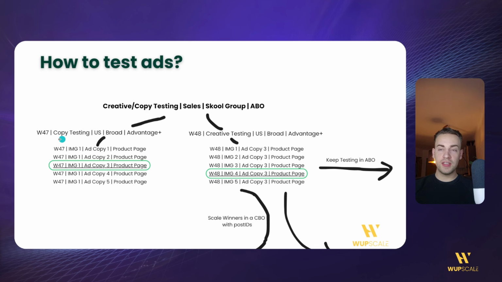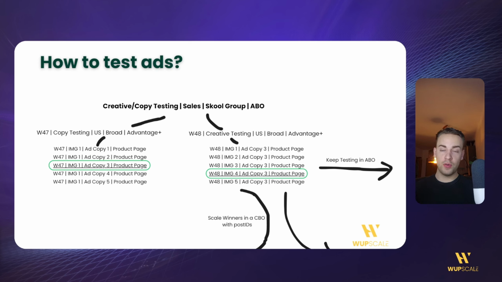And then you will see inside the copy testing, I had 5 ads, all of them with the same image, all of them with the same landing page, but the only difference was a copy test. So because it was a copy test, I used 5 different ad copies. And since ad copy is the only difference between the ads, whichever ad is going to be performing the best, you know that the reason is because that ad copy is the best performer. So in this case, it was ad copy number 3.